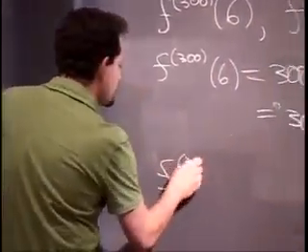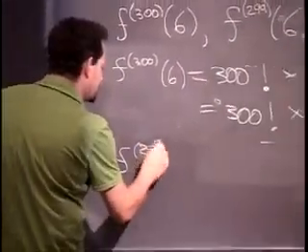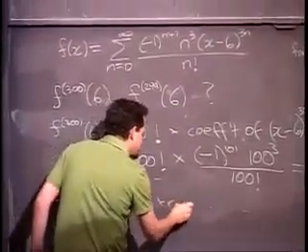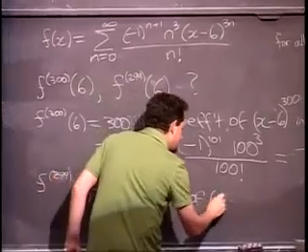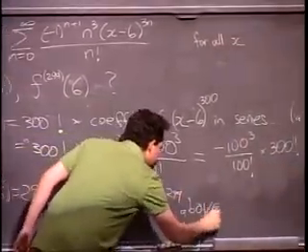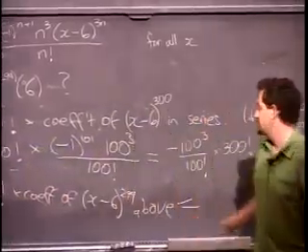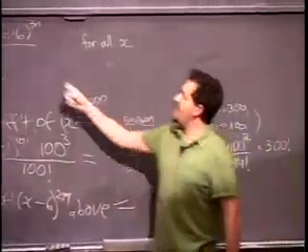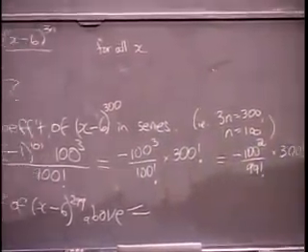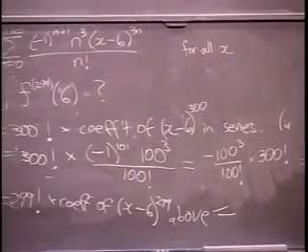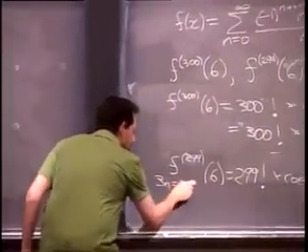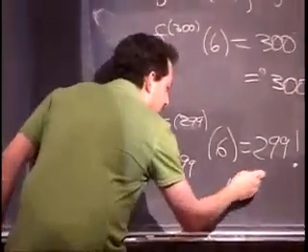F to the 299, I believe, at 6 is 299 factorial times the coefficient of x minus 6 to the 299 above. So the question is, what n can you plug in to get a power of 299? Well, you'd have 3n equals 299. So that means that n is 99 and 2/3.